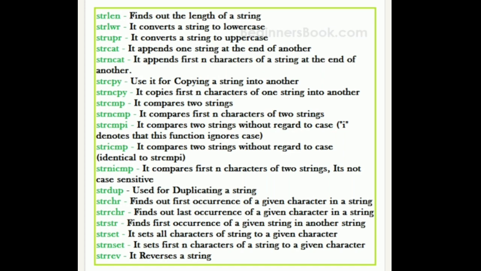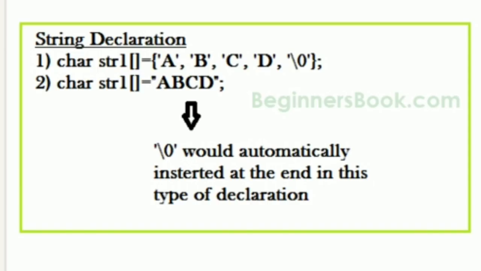strchr finds out the first occurrence of a given character in a string. strrchr finds out the last occurrence of a given character in a string. strstr finds the first occurrence of a given string in another string. strset sets all characters of a string to a given character. strnset sets the first n characters of a string to a given character. strrev reverses a string.